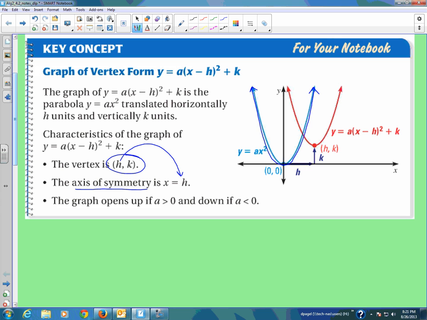And as in standard form, if we have a positive a, our graph opens up. If we have a negative a, our graph opens down. Remember that if our graph opens up, our vertex is a minimum. If our graph opens down, our vertex is a maximum. So this is our new form that we're going to use, and we'll see how it comes in handy for us.